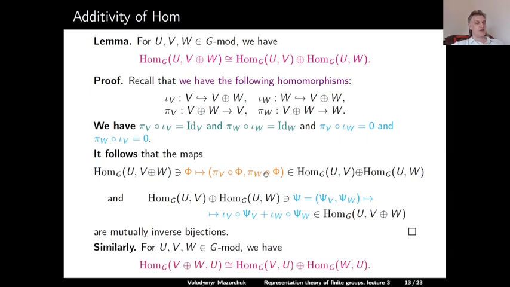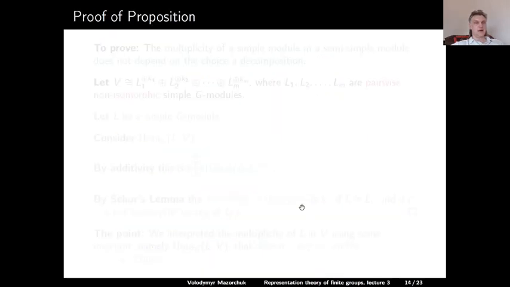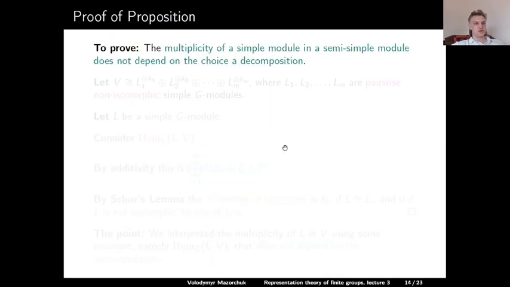And similarly, one shows that for any three G modules U, V, and W, the space of G Homs from the direct sum V plus W to U is isomorphic to the space of G Homs from V to U plus the space of G Homs from W to U. Now we are ready to prove our proposition.